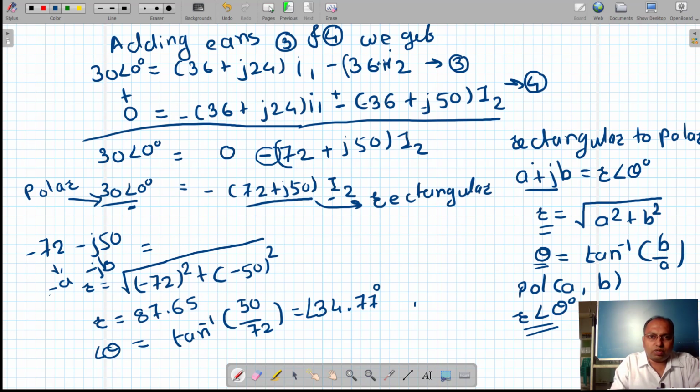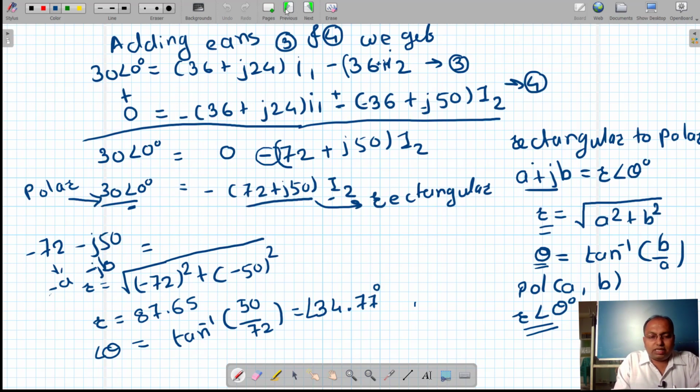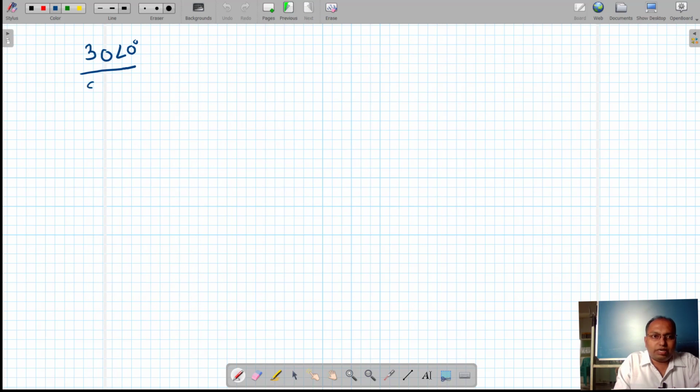So let us go to the next page. 30 angle 0 divided by, that is nothing but what were the values previously. Let us check the previous page. It is 87.65 and the angle is 34.77. Are you getting it? Okay, so 87.65 and angle 34.77 is equal to I2, isn't it?